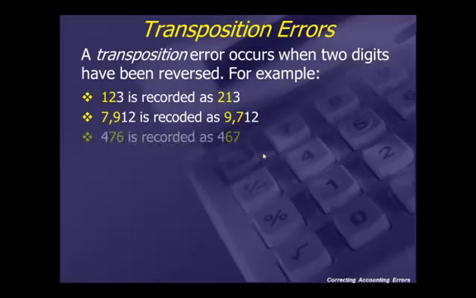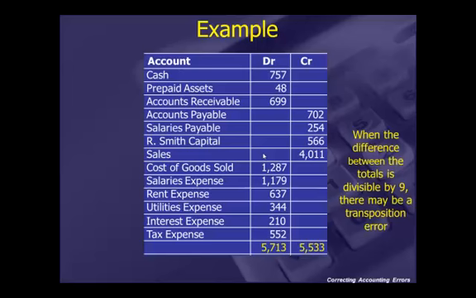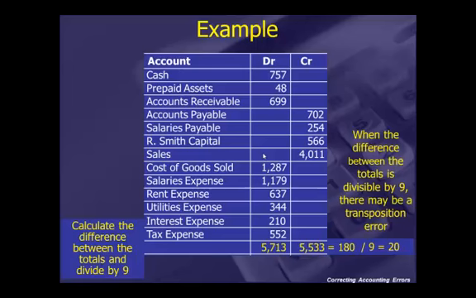Here's a transposition. A transposition error occurs when 2 digits have been reversed. We have some examples here, like 123 is recorded as 213, 7912 recorded as 9712, and so forth. So we want to again take our totals and subtract. If it's divisible by 9, besides being a slide, it could be a transposition. This one divides evenly, by 20, there is no remainder.